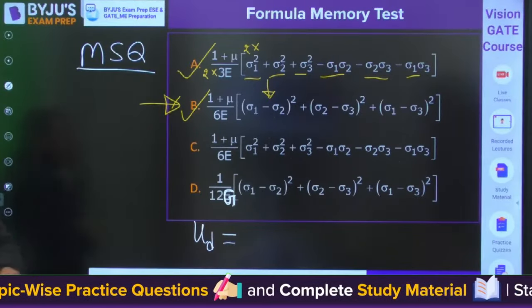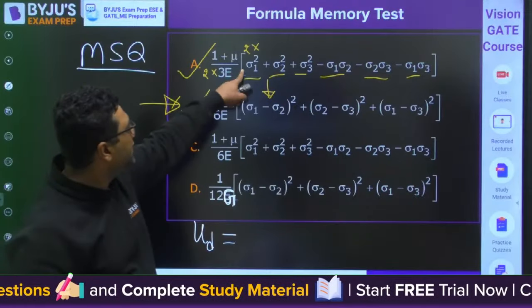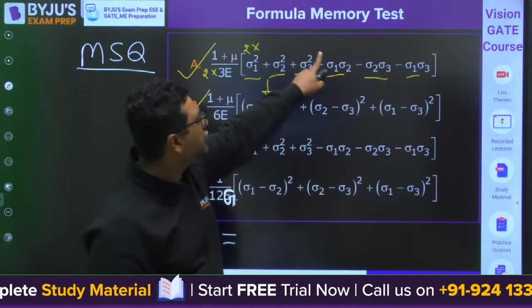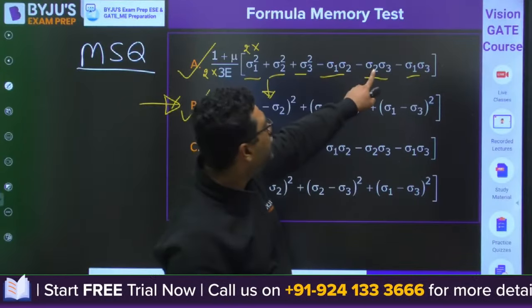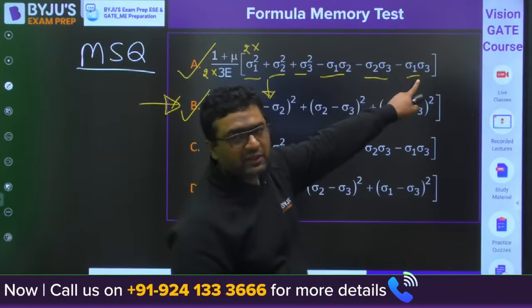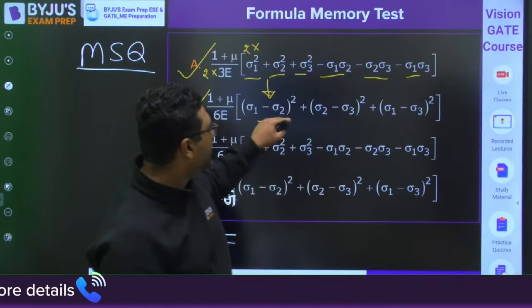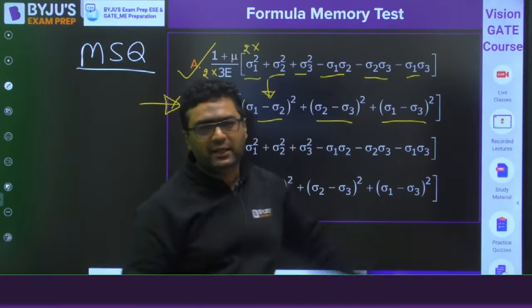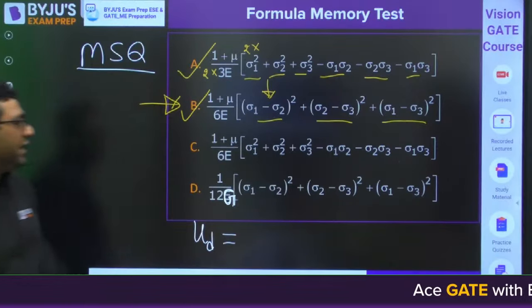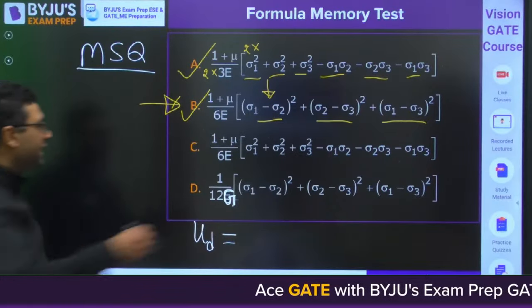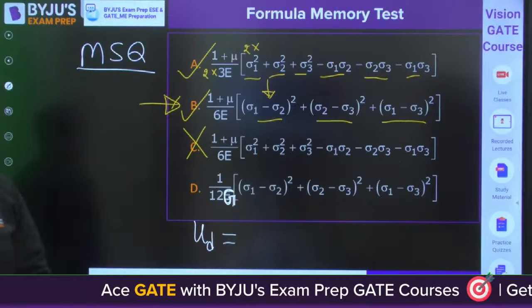So it is important. If you multiply by 2, you get 2 sigma 1 square, 2 sigma 2 square, 2 sigma 3 square, minus 2 sigma 1 sigma 2, minus 2 sigma 2 sigma 3, minus 2 sigma 1 sigma 3. It will be a perfect square. So you will get (sigma 1 minus sigma 2) square, (sigma 2 minus sigma 3) square, (sigma 1 minus sigma 3) square. So yes, A and B are correct. If A and B are correct, C cannot be correct.